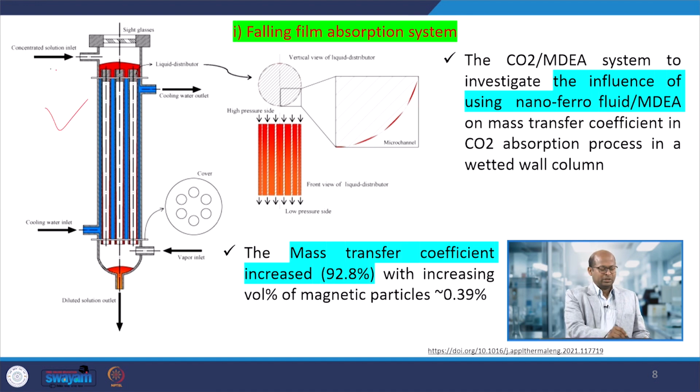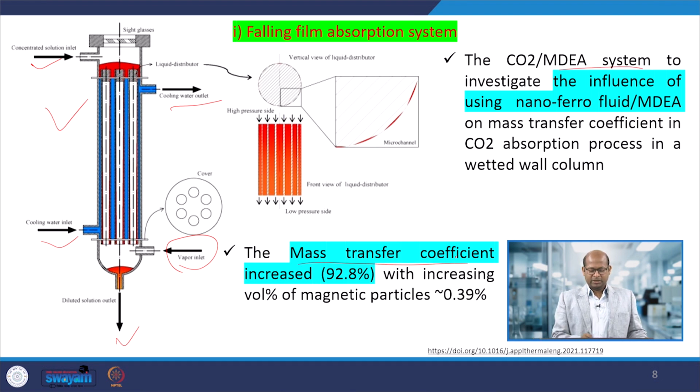See here, concentrated solutions in the form of liquid films come down from the columns, and there is one cooling water inlet and cooling water outlet system. The components present in the vapor will pass and come in contact with the liquid films, and the CO2 having higher concentration would be absorbed in the solvent. In that way we reach the lean or dilute gas components. We can separate out CO2 from those gas mixtures by using that solvent.